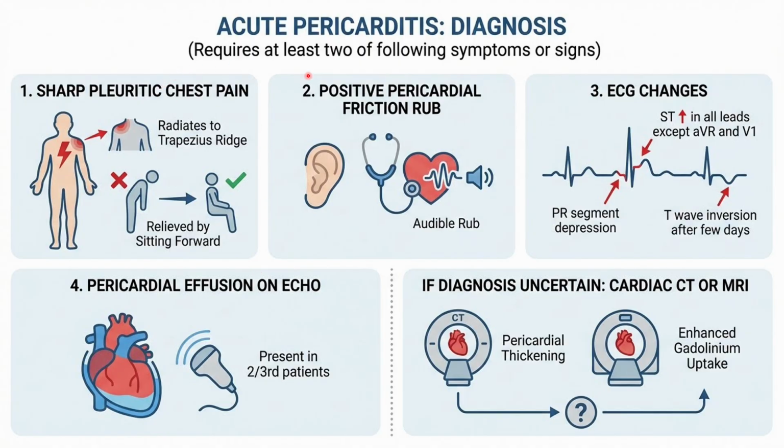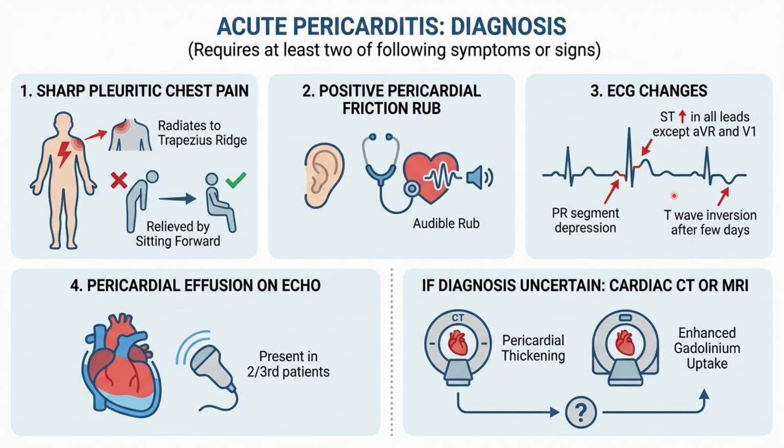We're going to do it one more time and kind of lock it in. Remember, at least 2 of the following. Sharp pleuritic chest pain that radiates to the trapezius ridge, relieved by sitting forward. Positive pericardial friction rub; there's an audible rub. Hard to hear. I know people say it's really easy to hear. It's not. In the real world, you can't do it in the ER unless you have a really good stethoscope and you can manage it well. EKG changes: ST changes in all leads except aVR and V1, and you'll have a PR depression.